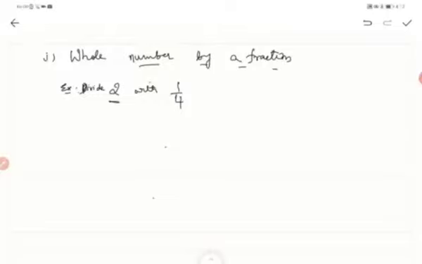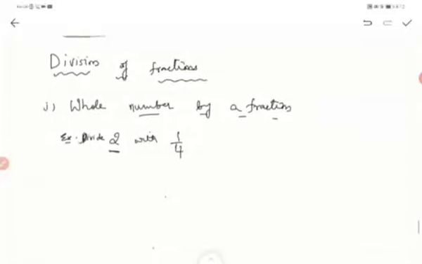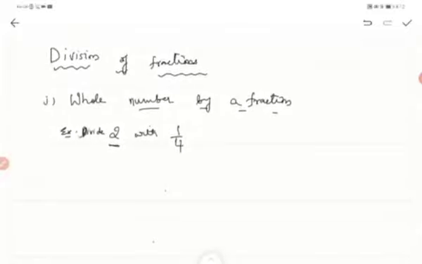Welcome again. Okay, so today we will discuss division of fractions. In the last class we discussed multiplication of fractions with a whole number and also multiplication of two fractions. Now let us see division of fractions.